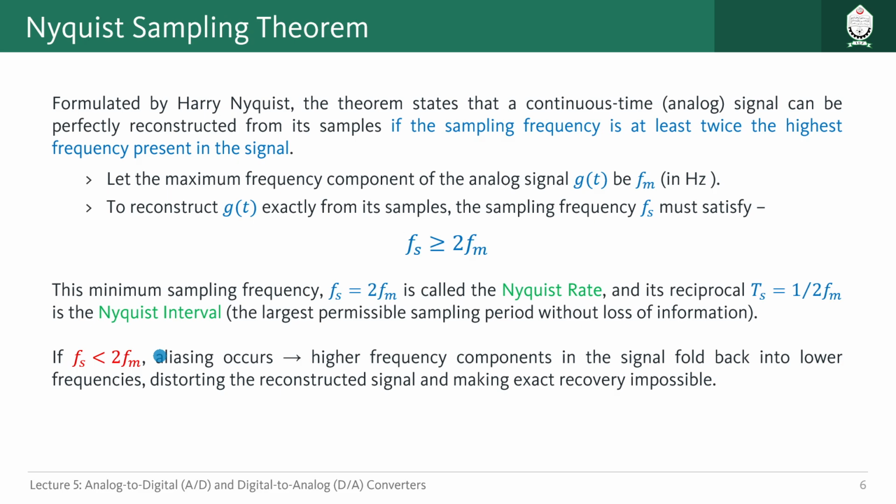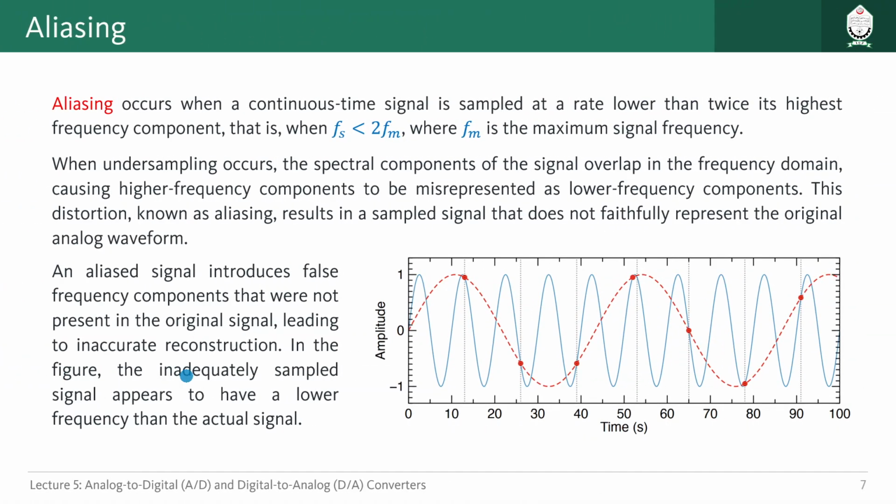If we don't take a sampling frequency that is at least twice or higher than the maximum frequency component of the original signal, then there will be an issue called aliasing. Let us try to understand that. In aliasing, the spectral components of the signals overlap in the frequency domain. It will cause higher frequency components to be misinterpreted as lower frequency components. So whenever we have a sampling frequency that is not enough, the higher frequency will be interpreted as a lower frequency.